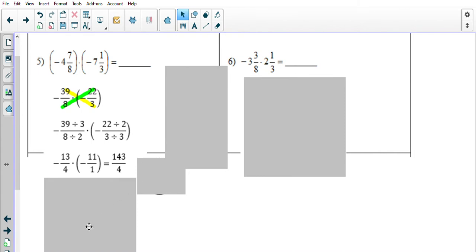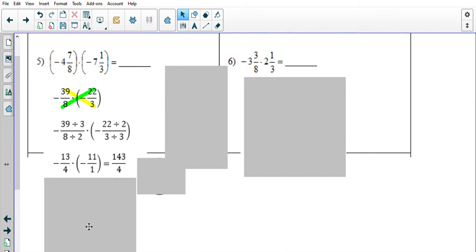13 times 11 is not super easy. I know it begins in a 1, ends in a 3 for the 13, and then 1 plus 3 is 4 to get that middle digit. So that's 143 over 4, and a negative times a negative is a positive. But now we should change it back into a mixed number because most things in real life are going to be shown or represented as mixed numbers.